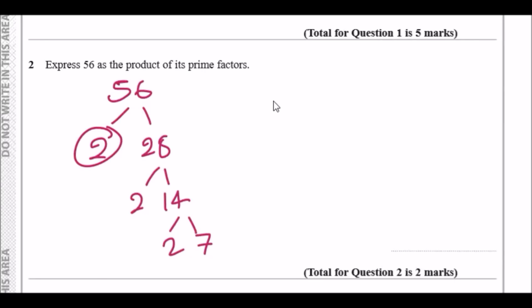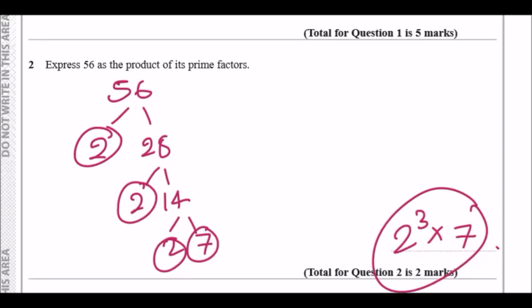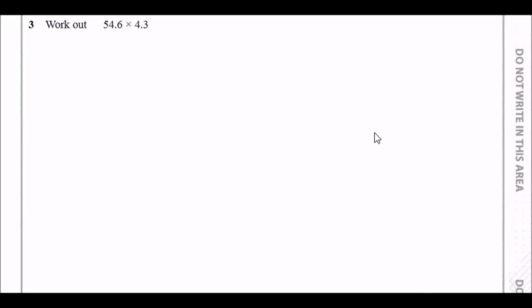And your prime factors, you always circle the prime numbers only. So how many 2s have we got? We've got 3 twos, so it'll be 2 to the power 3. And you've got a single 7. And that's it. That literally equals 56. Whew, so easy so far.